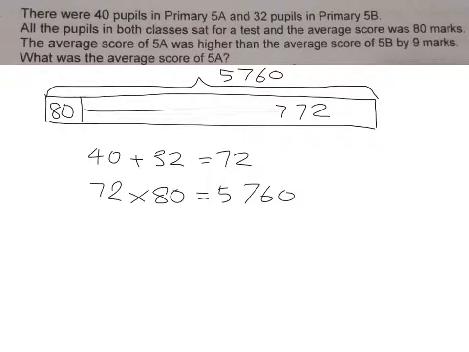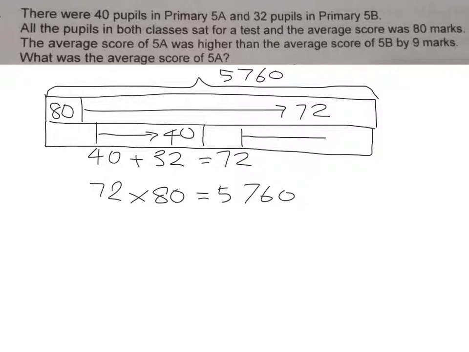Okay. Now, if we were to deal with both classes separately, then 5A has a certain average. We don't know how much, but there were 40 pupils in 5A. 5B has a certain average which is still unknown, but there were 32 pupils in 5B.